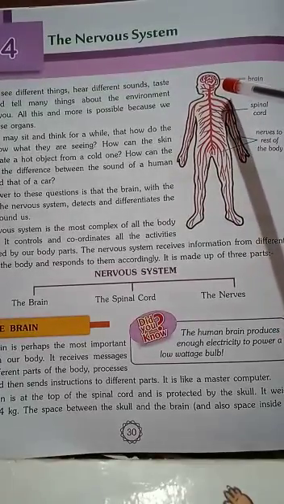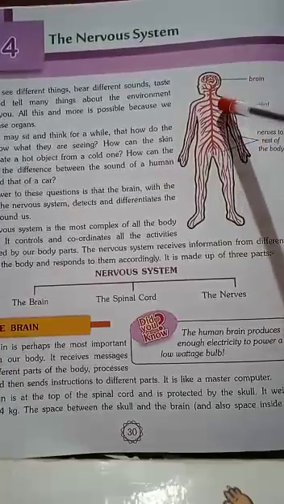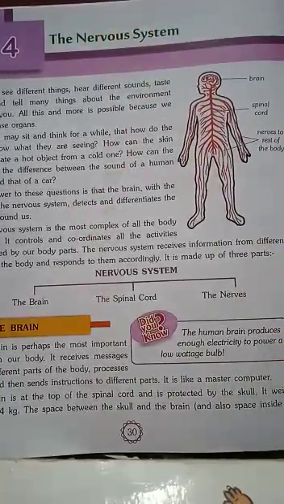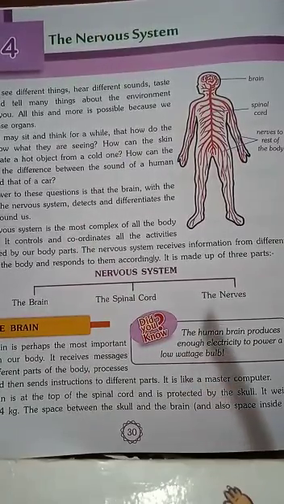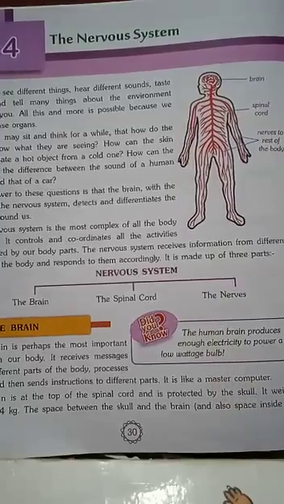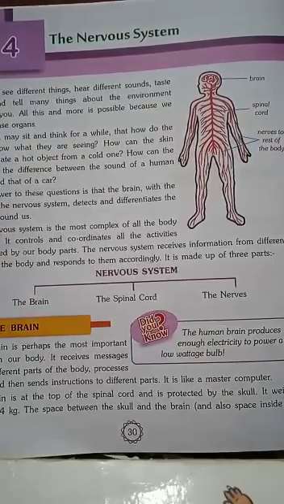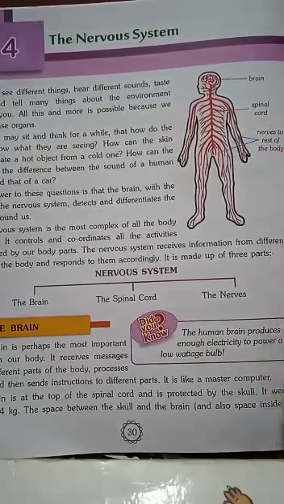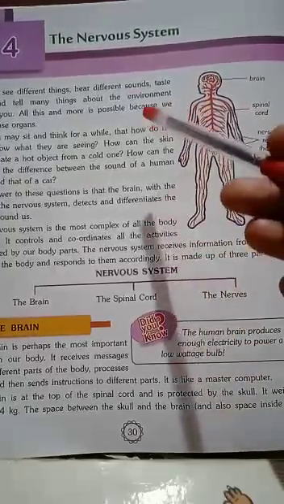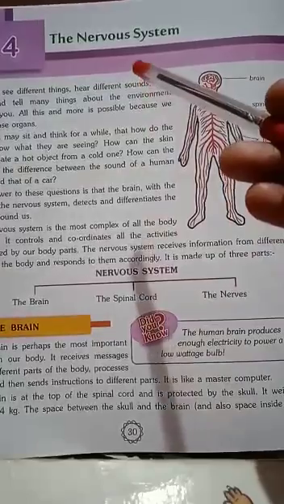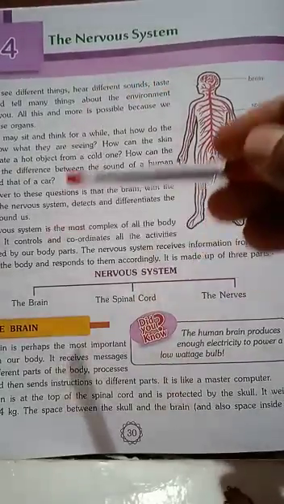It receives messages from different parts of the body, processes them, and sends instructions. For example, the instruction is carried out in a fraction of a second. If you touch hot water, you can feel it, and within a fraction of a second the message is sent to the brain. So it is hot, this is cold, and everything is done by the brain in a fraction of a second.